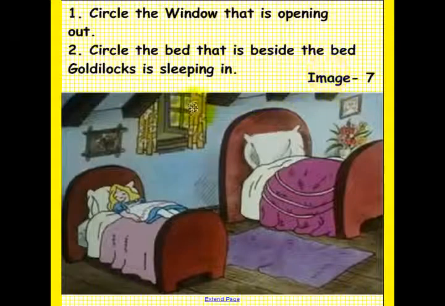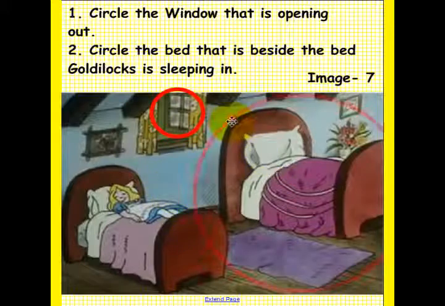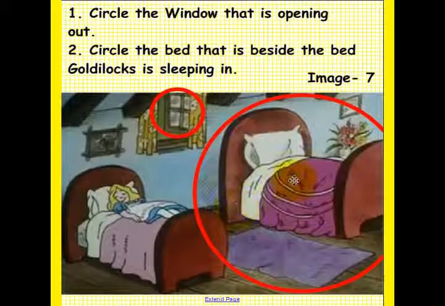Okay, the window that is opening out is this window. And the bed that is beside Goldilocks is this bed. It's to the right and beside Goldilocks. Excellent job. Please have another student come up to the smart board, and if you would please pick up an eraser and erase your circles. Thank you.